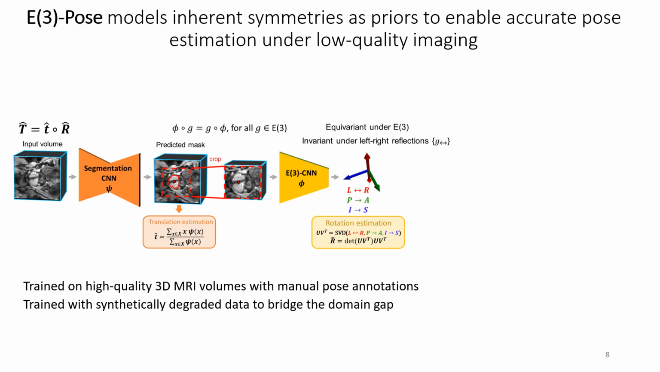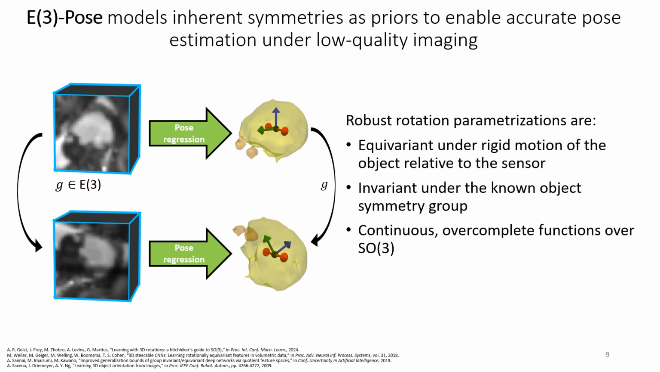In our approach, we first segment the head from the volume and use the mask center to estimate translation. We train a second network to estimate rotation by predicting three orthonormal directions of the head frame relative to the scanner coordinate system. Prior work shows that how the network parametrizes rotation affects the stability and robustness of the learned pose regressor.